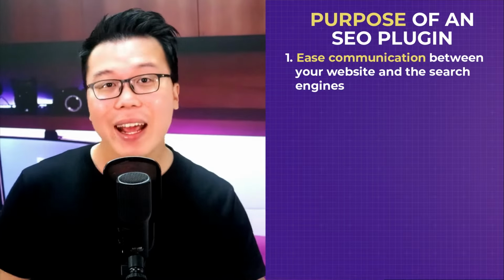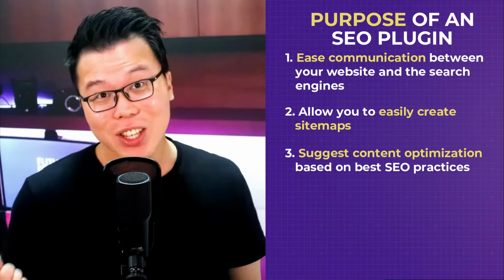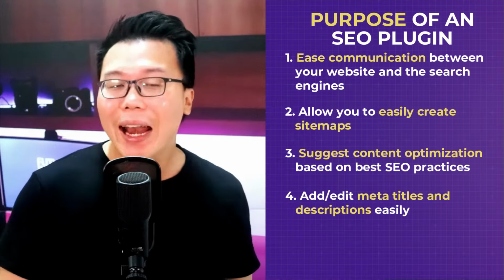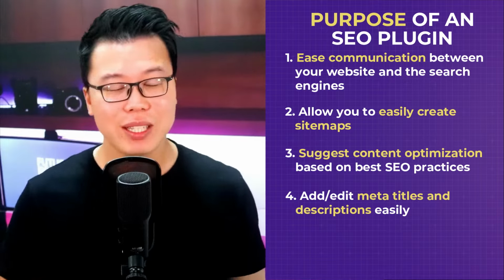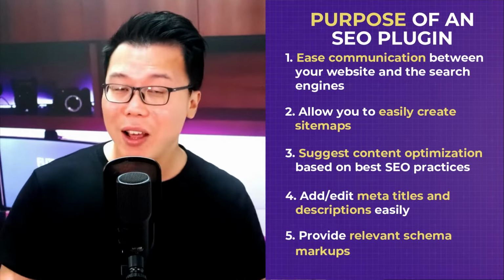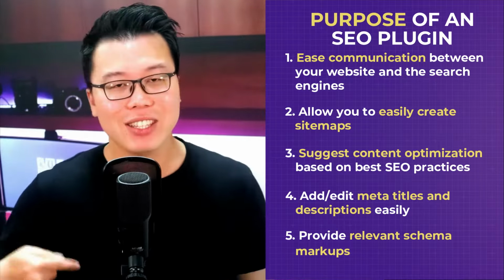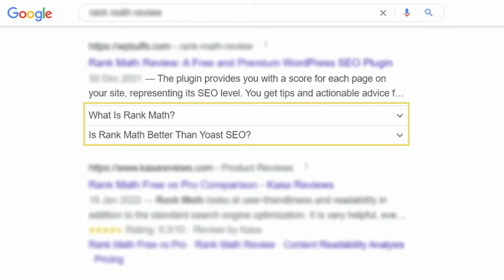The purpose of an SEO plugin is to ease the communication between your website and search engines. It should allow you to create a sitemap easily. It should suggest content optimization based on the search engine's recommendation. It should allow you to add and edit meta titles and descriptions easily so that it will look proper on search engine's results page. And it should provide you with relevant schema markups so that your article or content can get rich snippets like the star rating, knowledge graph, FAQ, and many others. We are going to assess all these functionalities, the speed performance, and other features together with their pricing.